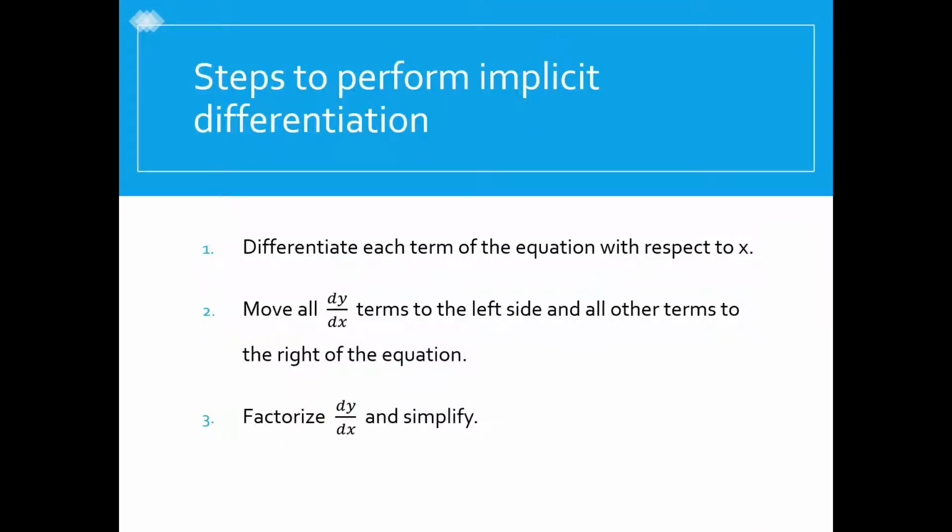Following are the steps to perform the implicit differentiation. First, you need to differentiate each term of the equation with respect to x. Then, move all dy over dx terms to the left and all other terms to the right of the equation. Finally, factorize dy over dx and simplify.